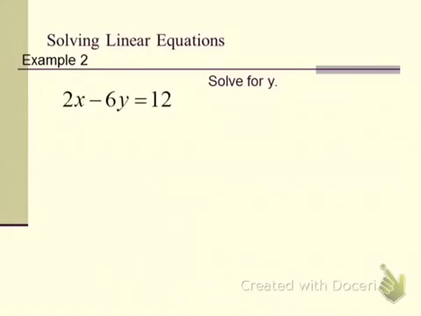Solve 2x minus 6y equals 12. This time we are actually solving for y.